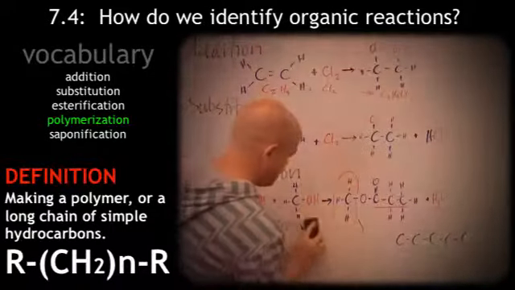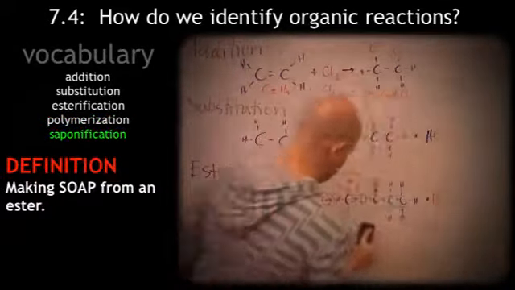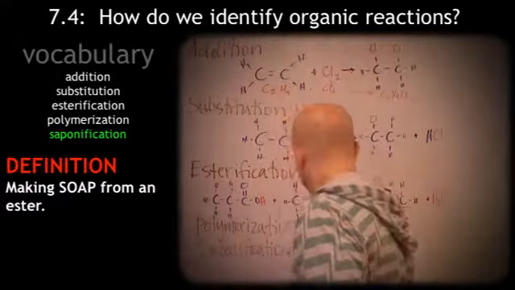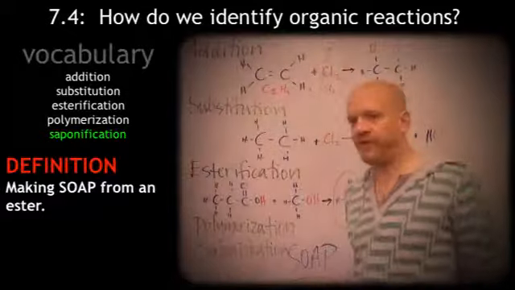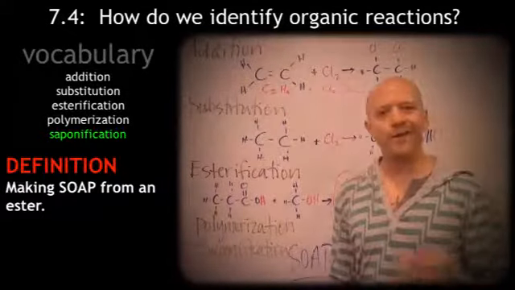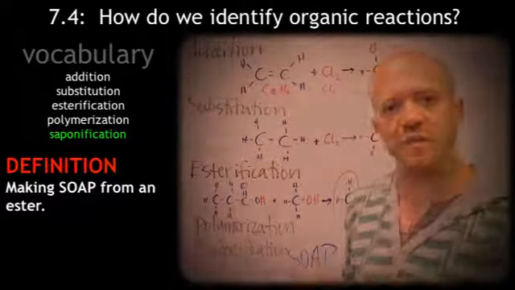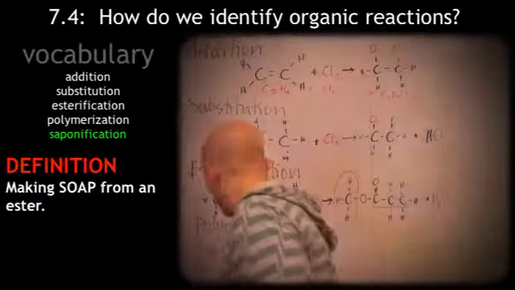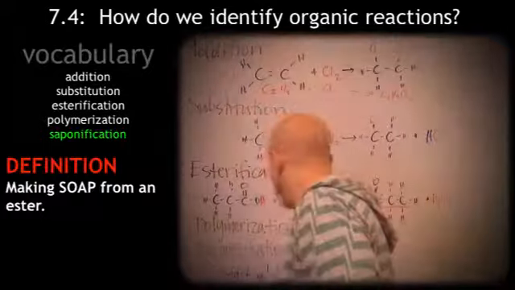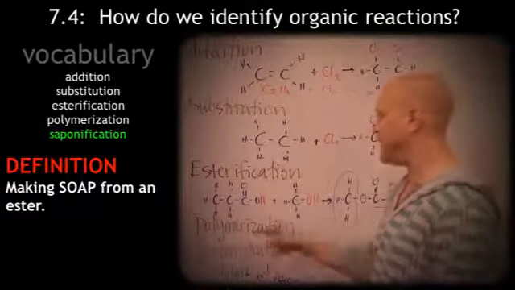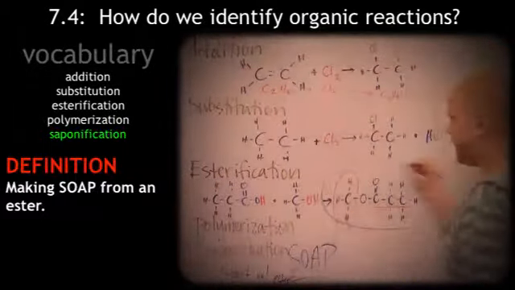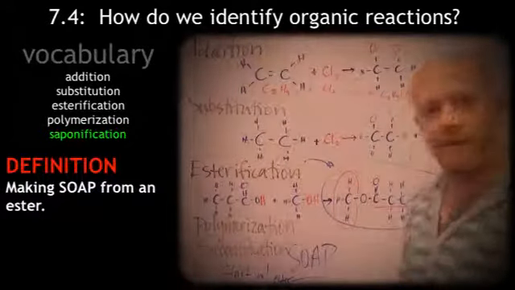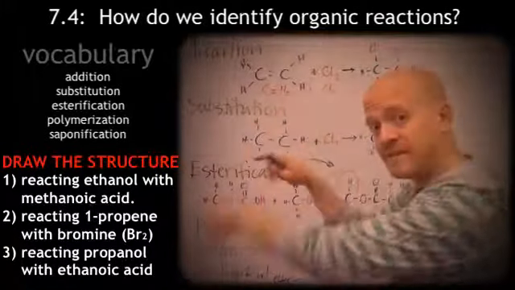And last thing is saponification, is you're making soap. Okay? Saponification makes soap. And the only thing you need to know about that is you start with an ester, you end with something else. If you're starting with an ester, it's saponification, you're making soap. If you end with an ester, it's esterification. You're making an ester. All right, good luck. You're going to do these practice problems.